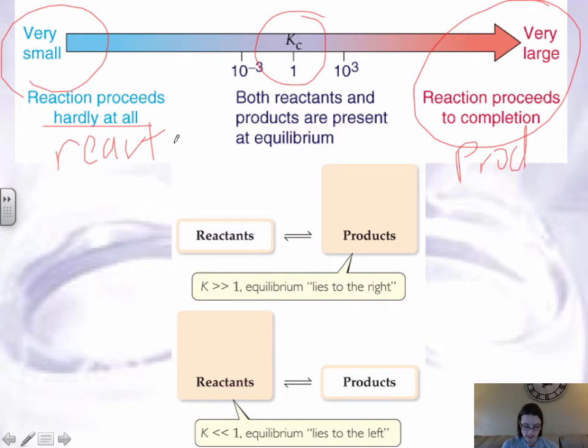Then this second graphic just gives you another idea. If K is much greater than 1, it lies to the right. Notice the forward reaction is going to be the one that happens more. And if it's significantly less than 1, the reverse reaction is going to be the one that's more likely to occur.